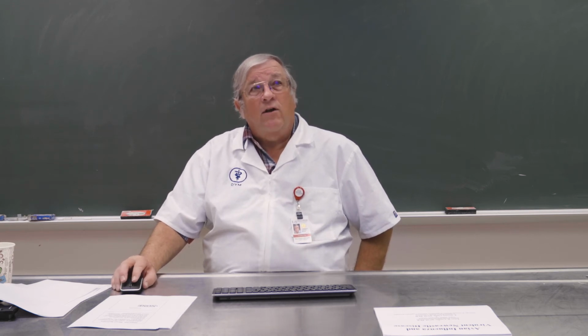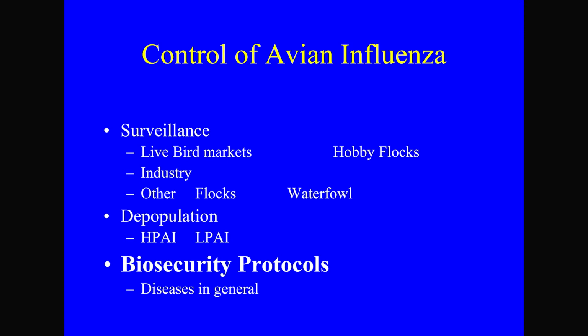Now, how do we control it? We can control it by surveillance methods, such as looking at live bird markets, doing surveillance there, trying to find the disease. Same thing in hobby flocks. Screening can be done in the industry, and then other types of flocks such as wild waterfowl.